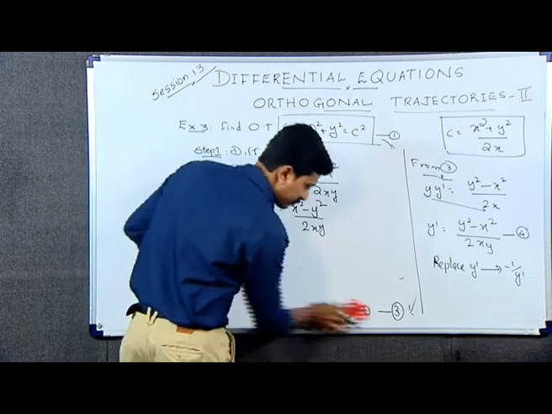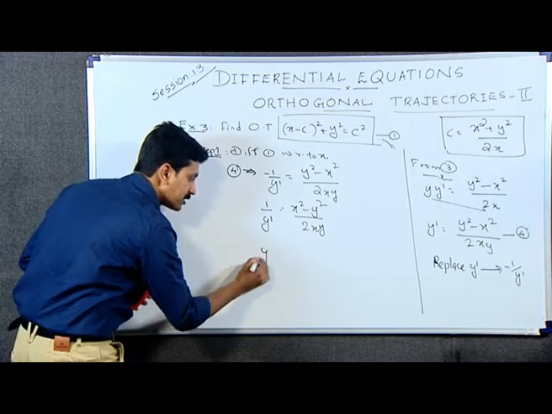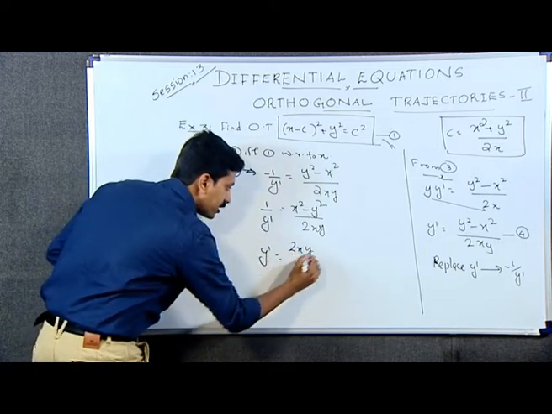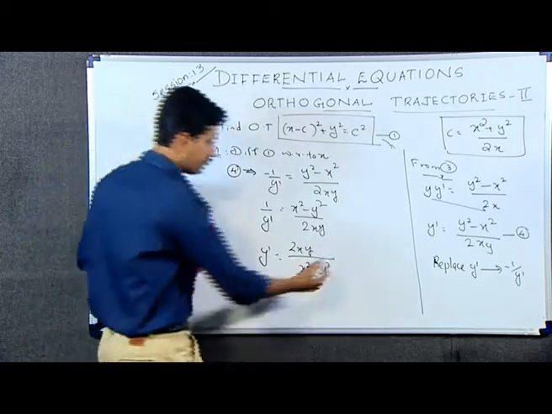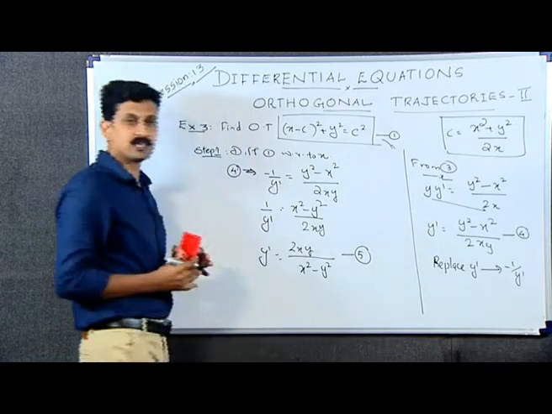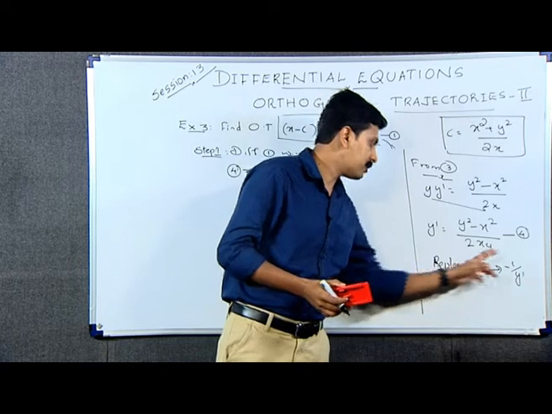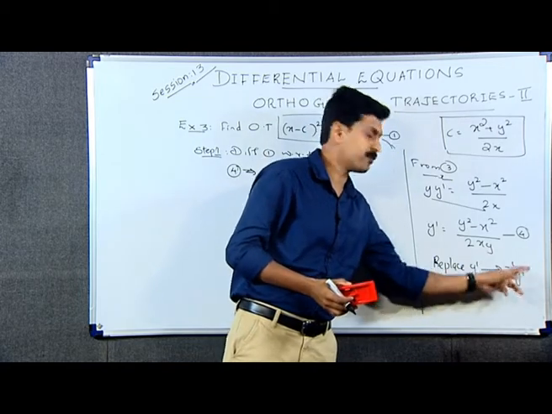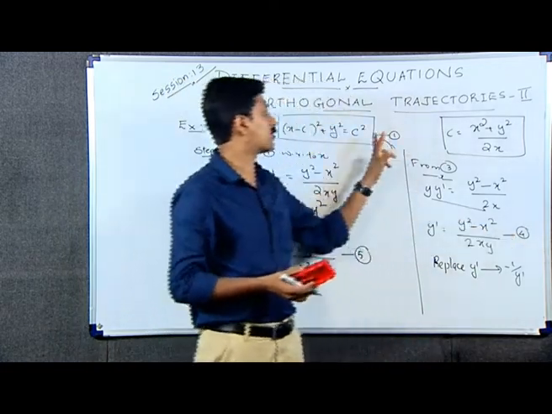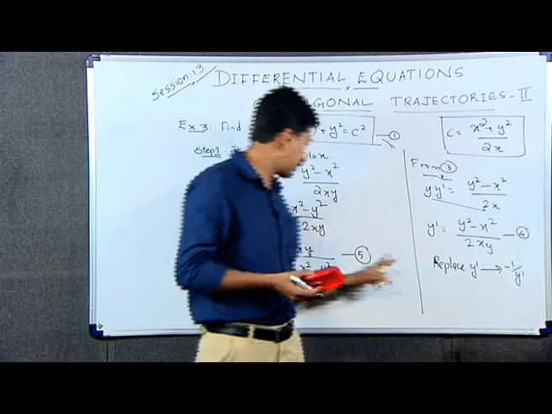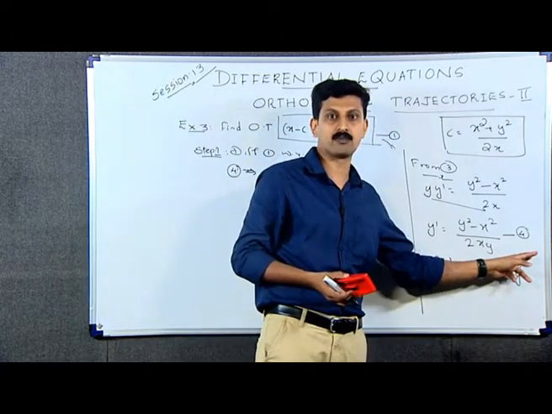Taking the reciprocal, what will happen? We will have y dash equal to 2xy divided by (x square minus y square). Now the fifth one is a differential equation. That differential equation we got by replacing y dash with minus 1 by y dash in the fourth equation. So the fourth equation is the differential equation corresponding to 1. The fifth differential equation we got by replacing y dash with minus 1 by y dash.